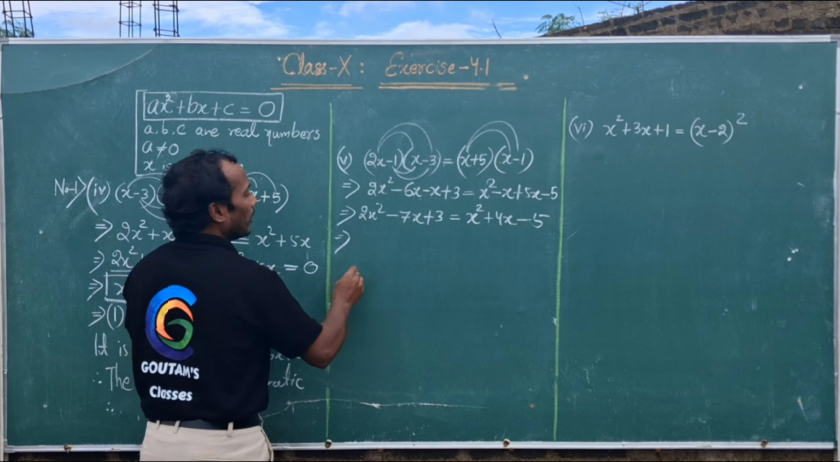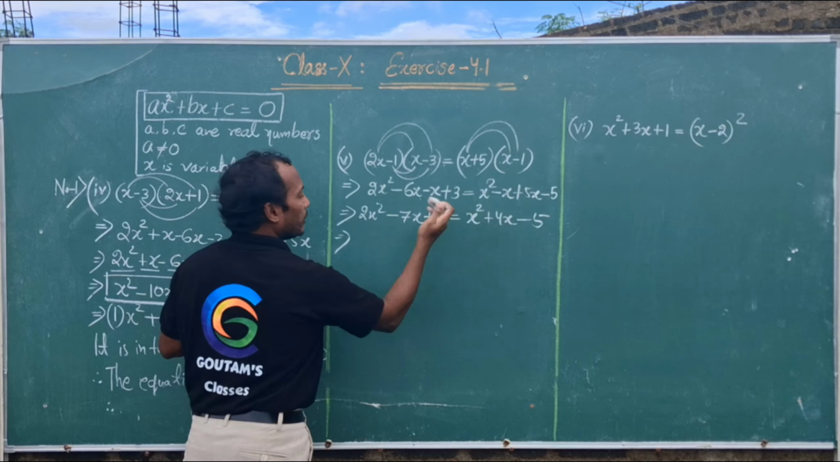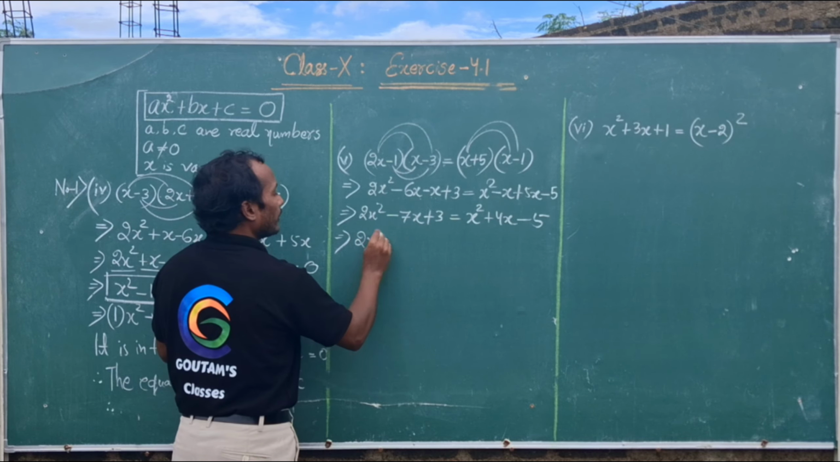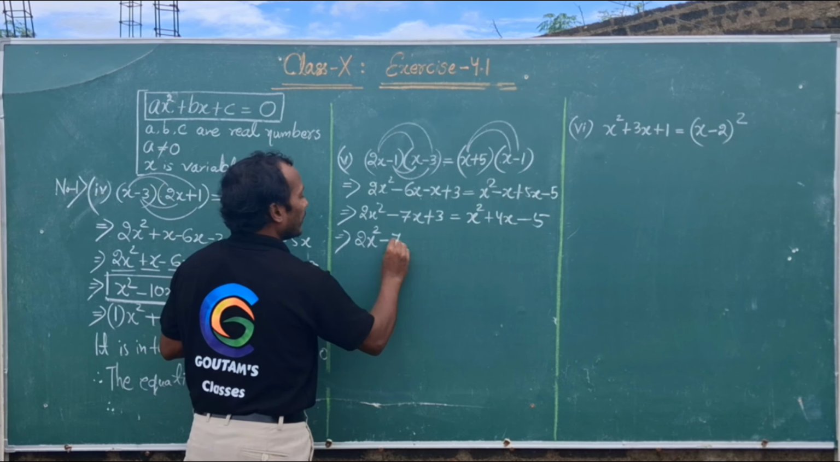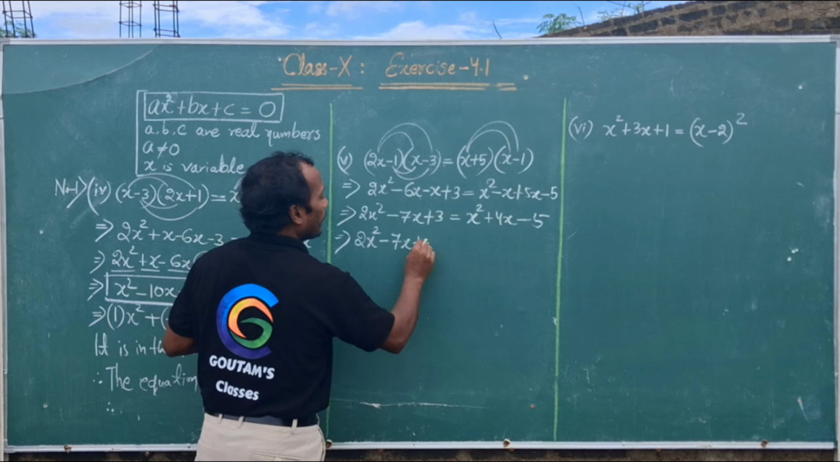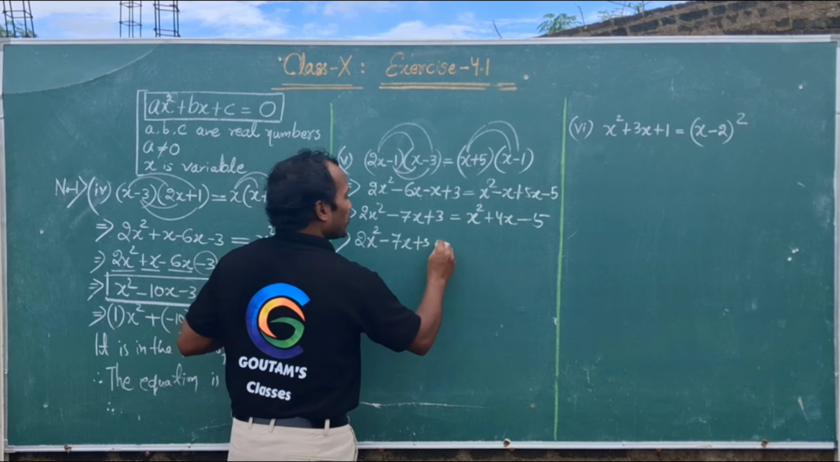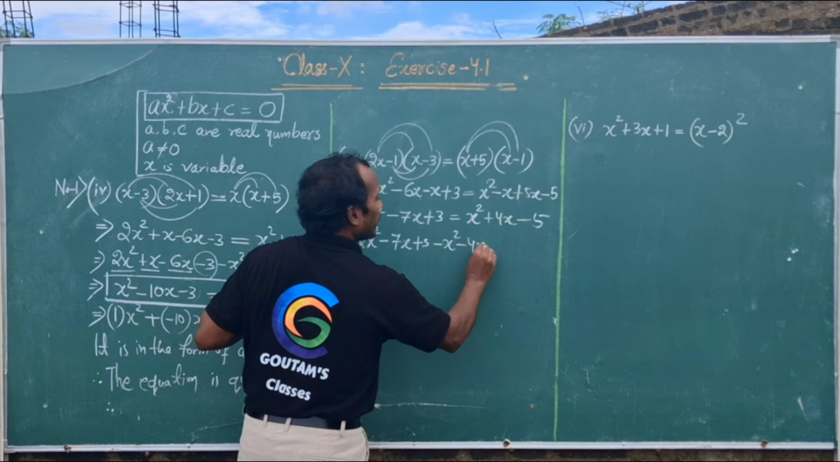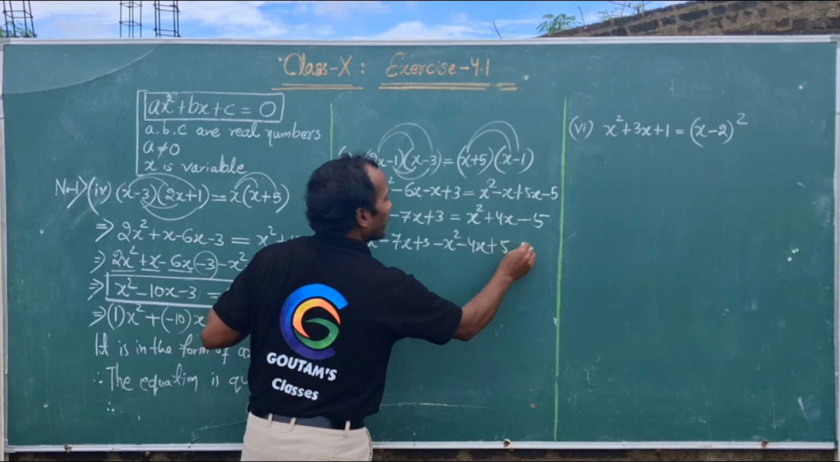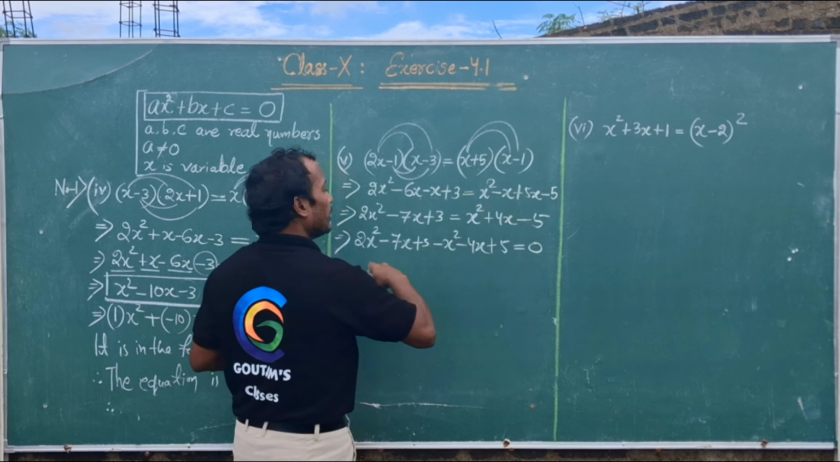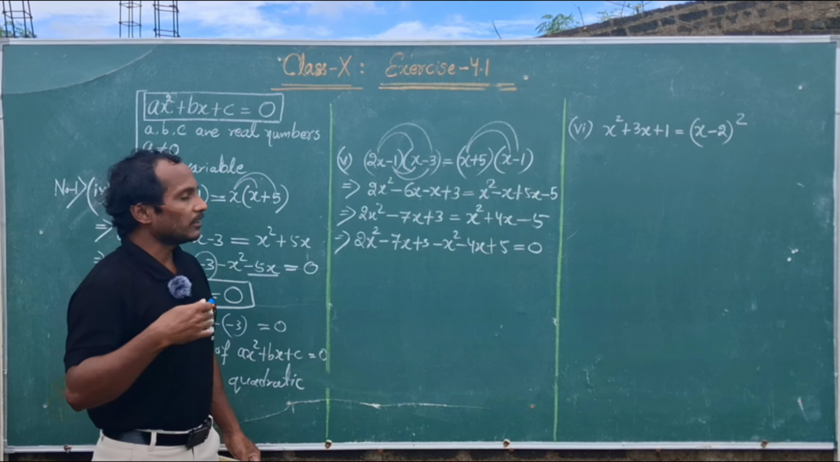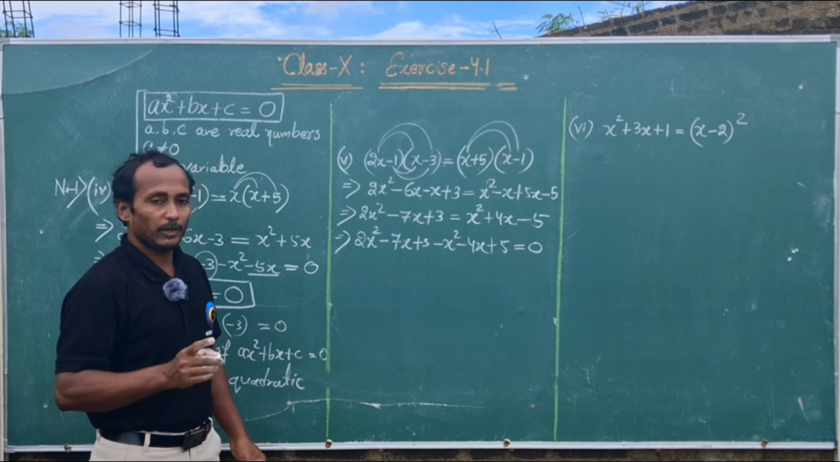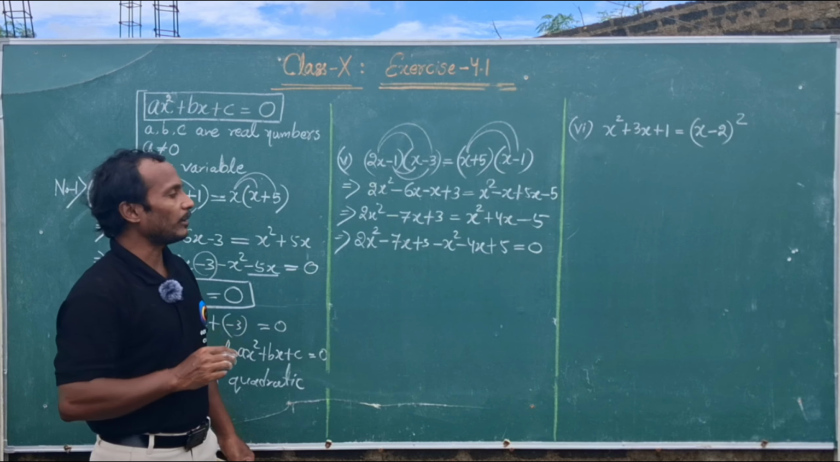Now, if I transfer everything from right to left, they will change their symbols. 2x square minus 7x plus 3 plus x square comes to the left side and becomes minus x square, plus 4x becomes minus 4x, minus 5 becomes plus 5. While shifting from right to left, sometimes students forget to change the symbols. Be careful about that. You have to have focus while solving mathematics questions.